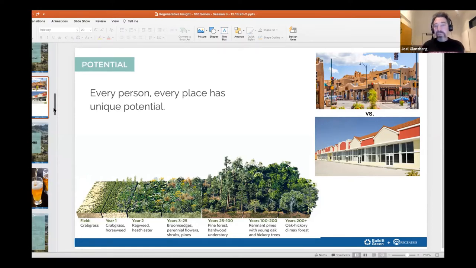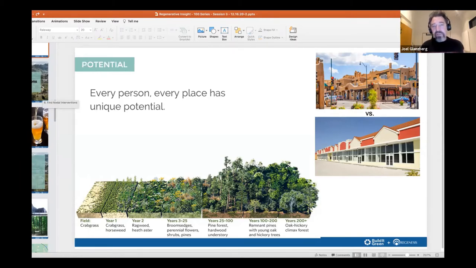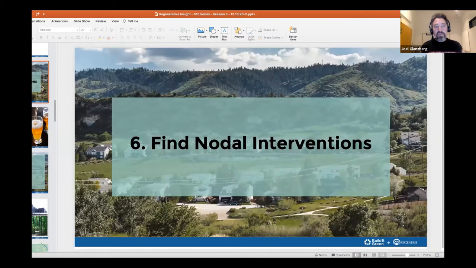So tonight we're considering the uniqueness of neighborhoods and how we can bring out that potential, how we can think about a project as a whole nested within a larger whole so that we can enable that potential to be brought out through what we're working on. All right, and we'll talk more about that in a moment. And the way we do this is by looking for those nodal interventions that enable those unique potentials to reveal themselves, to express themselves, to unfold.